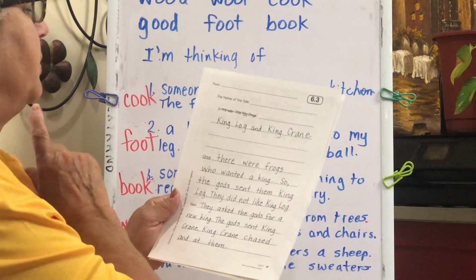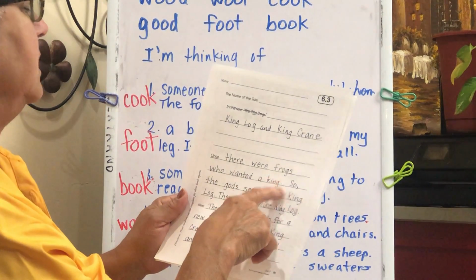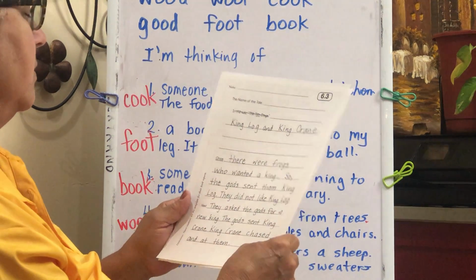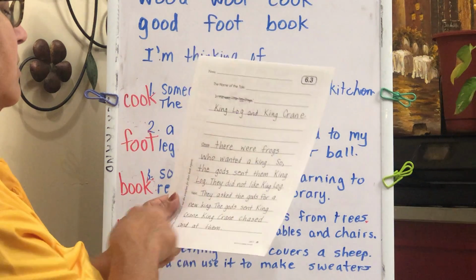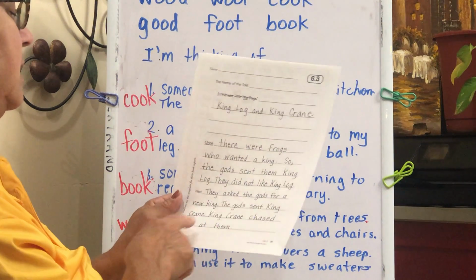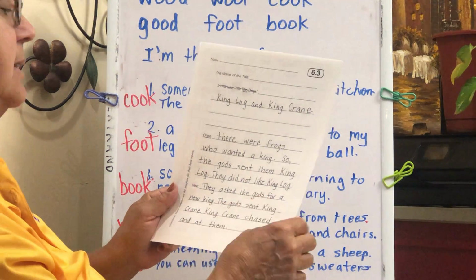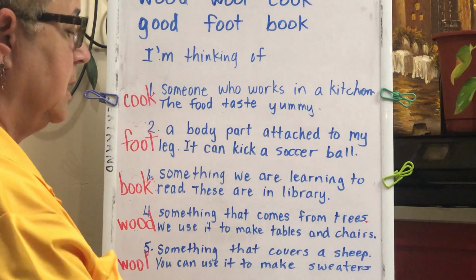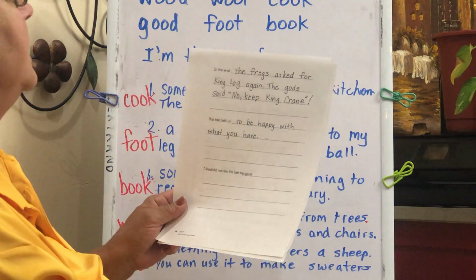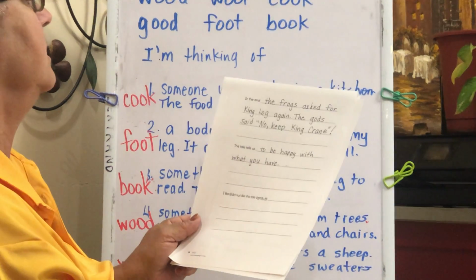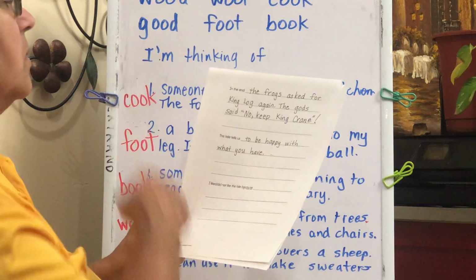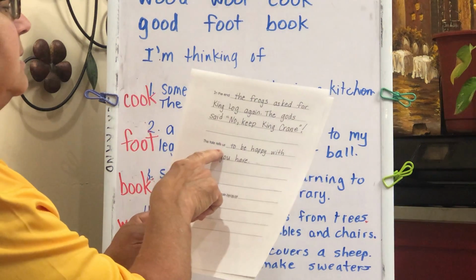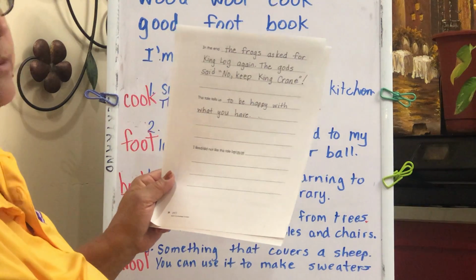And then remember we put once there were frogs who wanted a king, so the gods sent them King Log. They did not like King Log. Next, they asked the gods for a new king. The gods sent King Crane. King Crane chased them. Remember, he chased them and he ate them. So at the end, the frogs asked for King Log again. The god says, no, keep King Crane. And then here it says, this tale tells us to be happy with what you have.